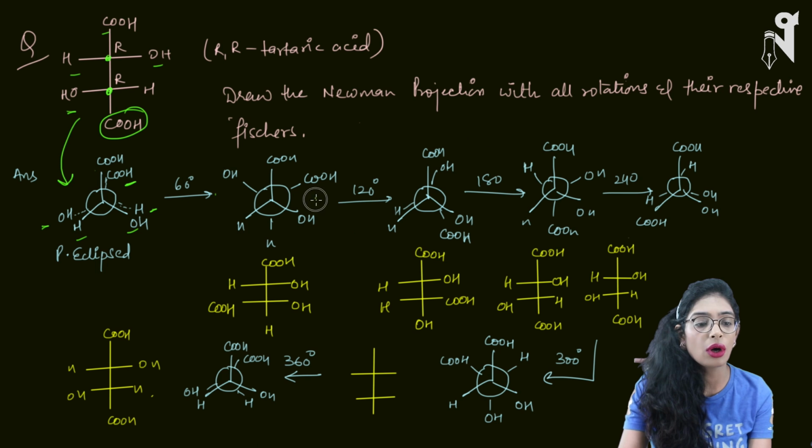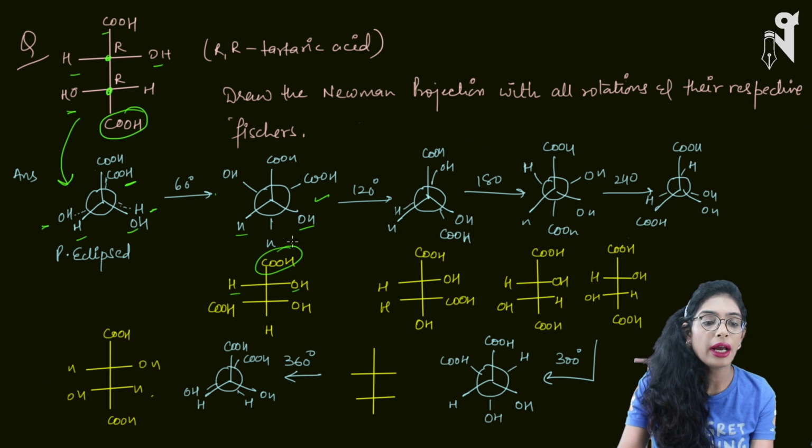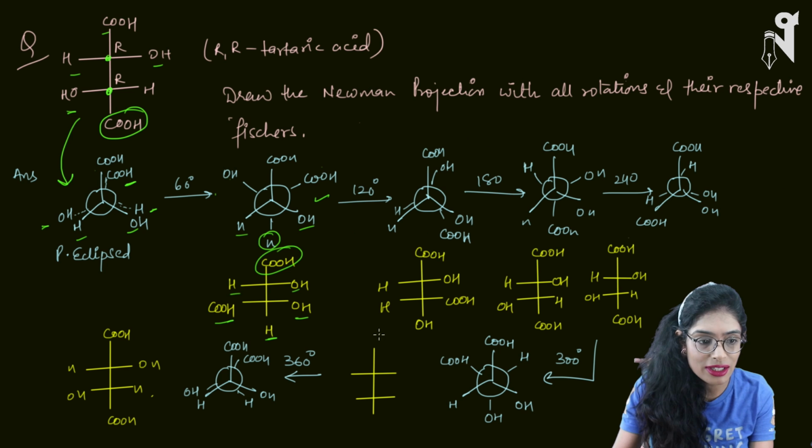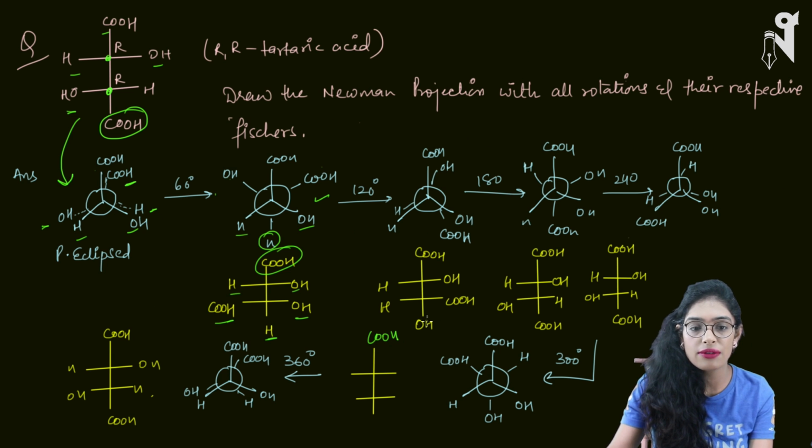Rotated it to 60 degree, got this. And if I'll draw its Fischer, it will be COOH on the top, then hydrogen and OH, and then hydrogen down here, and then switch the positions of COOH, OH. So COOH here and OH here. Then again rotate it for 120 degree. So that's how I think I have missed writing it over here. So this is my COOH. For all the molecules I have drawn it like this.